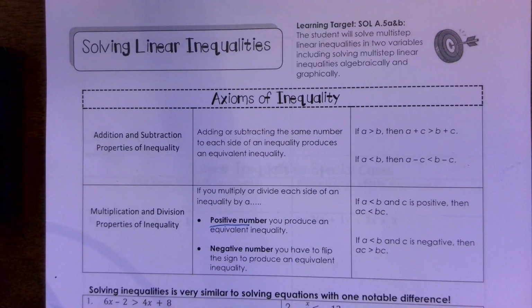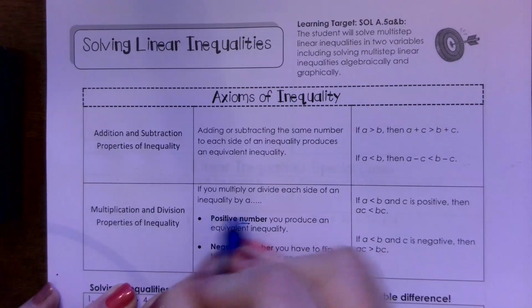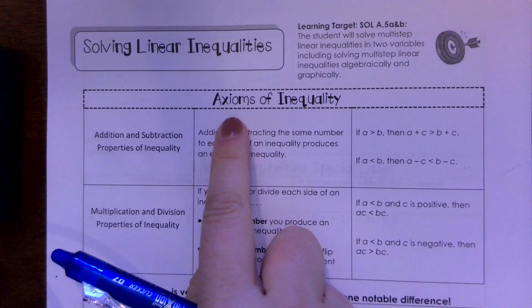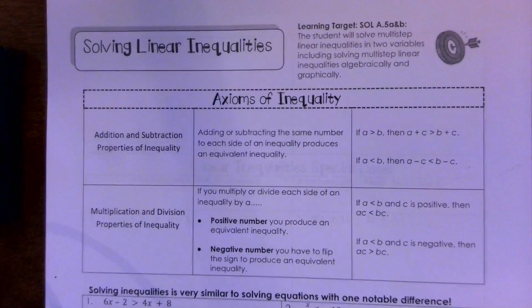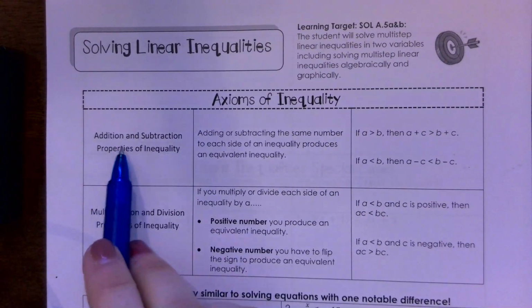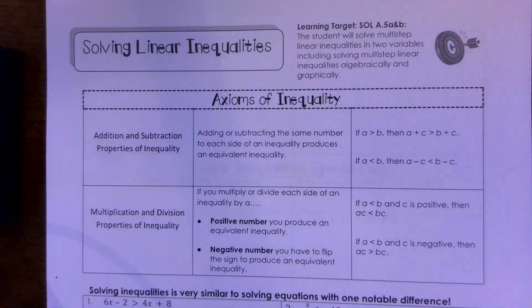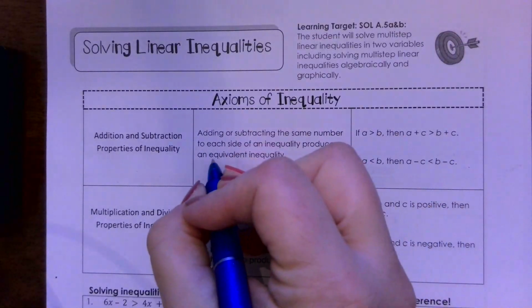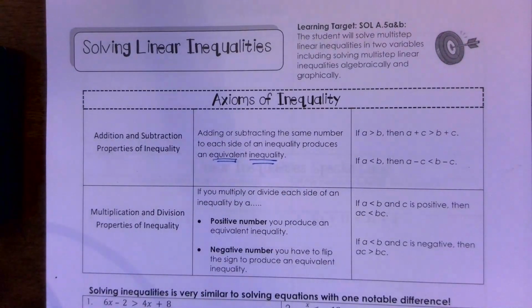This video will cover solving linear inequalities. The great news about solving linear inequalities is it is incredibly similar to solving linear equations. Like solving linear equations, we focus on some elements or properties. In this case here, we're calling them axioms, which are statements that are proved to be true. We've got addition and subtraction properties of inequality. And like a property of equality, if I add or subtract the same number from both sides of an inequality, I'm going to have an equivalent inequality.